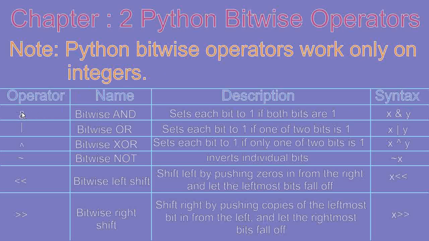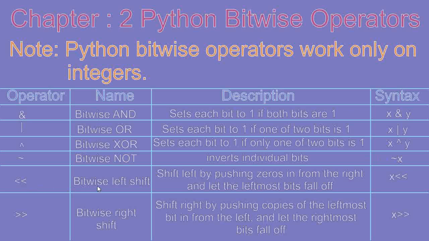Notice here, this ampersand symbol represents the AND operator. And the result is, sets each bit to 1 if both bits are 1. And next, the bitwise OR operator sets each bit to 1 if one of two bits is 1. Next, the bitwise XOR operator sets each bit to 1 if only one of two bits is 1. Next, the bitwise NOT operator inverts individual bits.